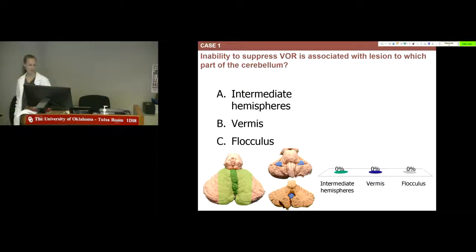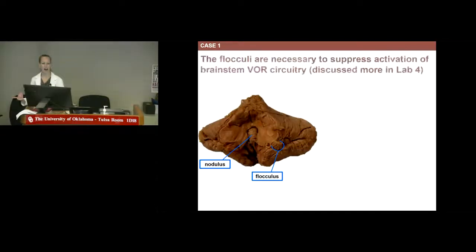Okay, all right, so I think we're pretty good on that. Indeed, it is the flocculus. So the flocculus plus the nodulus are called the flocculonodular lobe because they all work together. But it is specifically localized more to the flocculi, that inability to suppress VOR.